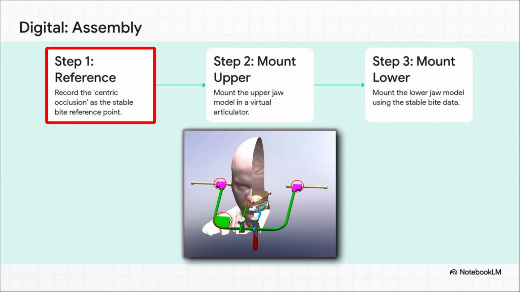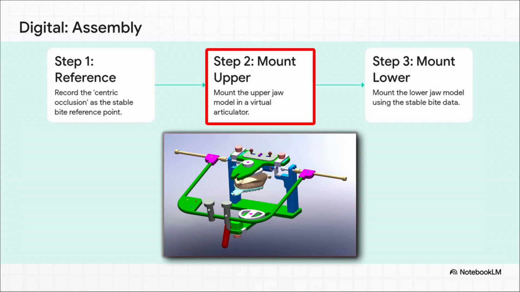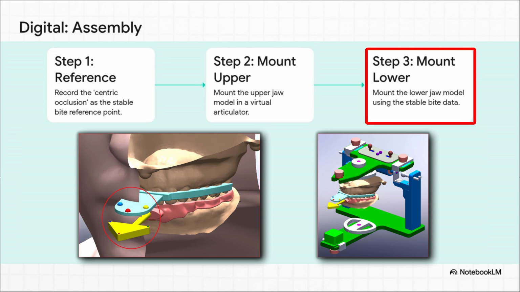All of it. Okay, we've got all this amazing data. Now it's time to put the puzzle together. The dentist helps the patient find their centric occlusion. That's just a fancy term for your most stable natural bite. This becomes the model's home base. Then, inside the software, the Facebow data snaps the upper jaw model into the right place. And that stable bite data locks the lower jaw in perfectly. And voila! You have a complete, dynamic, digital replica of the patient's jaw.